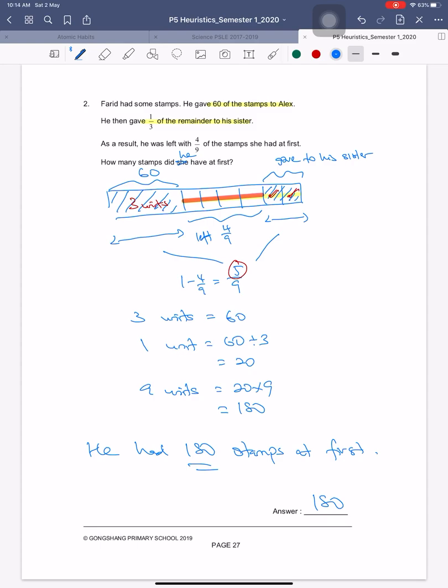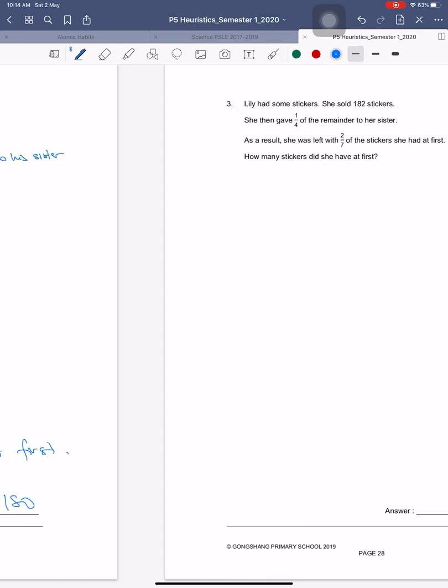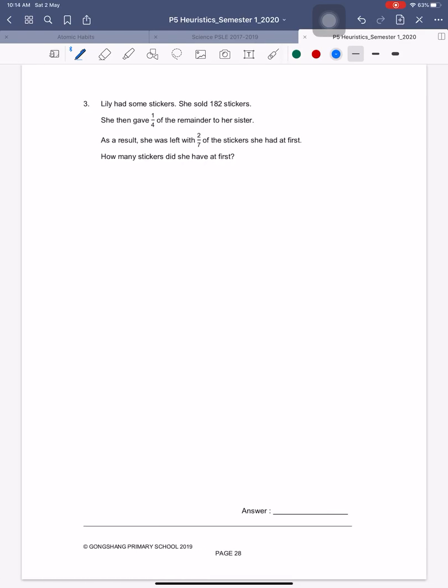Again, do rewind the video if you need help in certain part. Okay, so before we go on to the next part, you will try question 3 on your own. I'm going to give you the answer to check that you are on the right track. The answer is actually 294 stickers. So now stop this video and give yourself another 20 minutes to try out question 3. My next video will actually guide you on question 3. Okay, see you later.